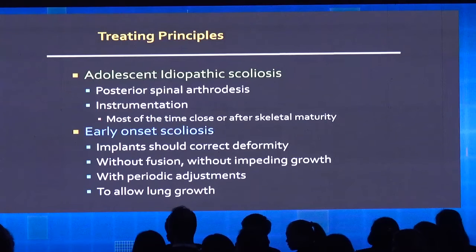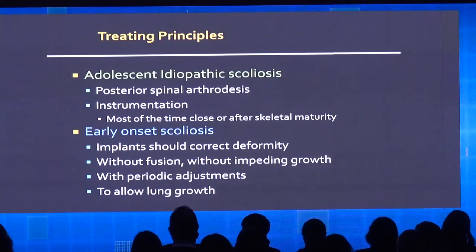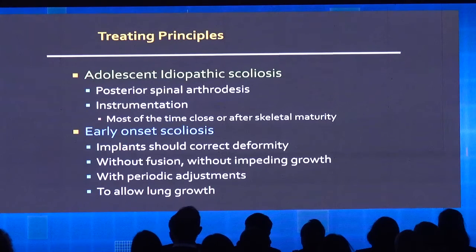So here are the treating principles. For adolescent idiopathic scoliosis, the treatment is posterior spinal arthrodesis with instrumentation, most of the time close to or after skeletal maturity. In case of early onset scoliosis, the implants should correct the deformity, but without spinal fusion and without impeding the growth of the spine. This will mostly require frequent periodic adjustment, and this will also allow the growth of the lungs.